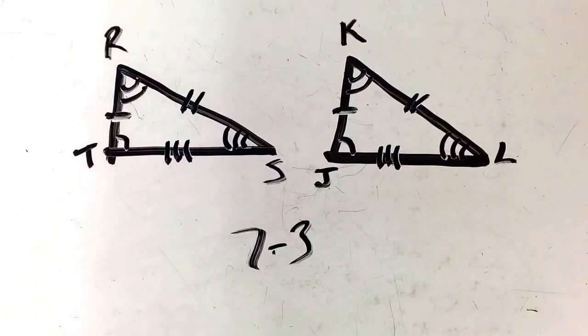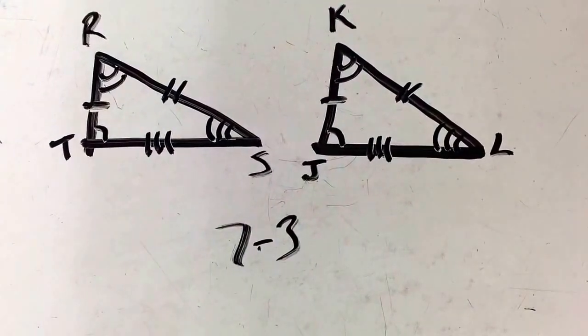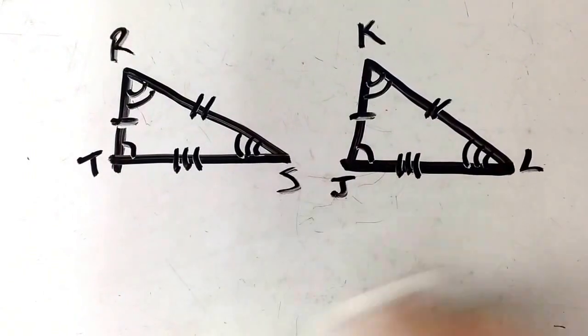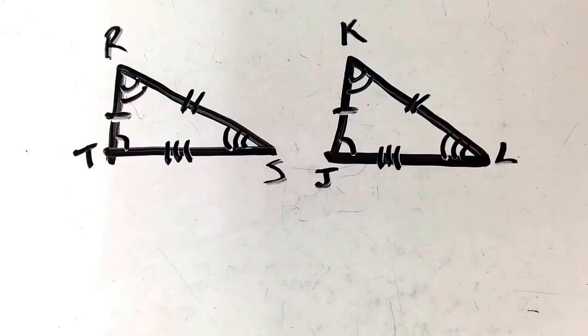Alright, this is lesson 7-3, talking about congruent polygons. Today mostly we're going to be working with triangles and proving and showing how they are congruent. Remember, congruent means that they are the same size and shape. So take a look at these two triangles.